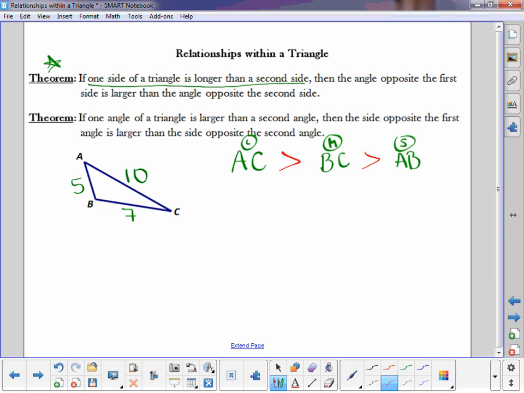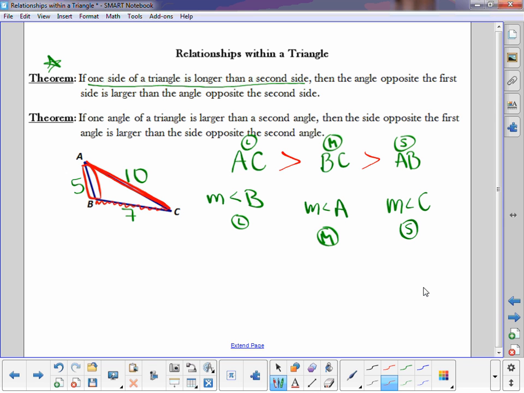Again, it's the angle opposite. So side AC, what was that angle opposite? B. So I have my measure of angle B. Again, I can know that's going to be my largest angle. All right, and then what is my side opposite of BC? Okay. A. It's my measure of angle A. I can know that's going to be my medium angle. And then last we have opposite of AB would be angle C. So measure of angle C. And again, that's going to be my smallest angle.